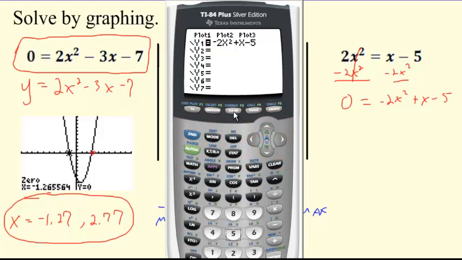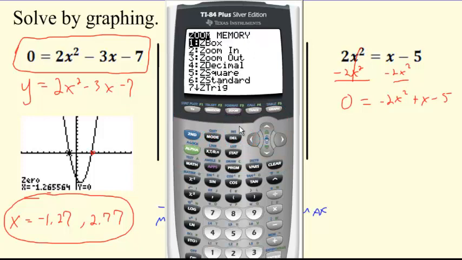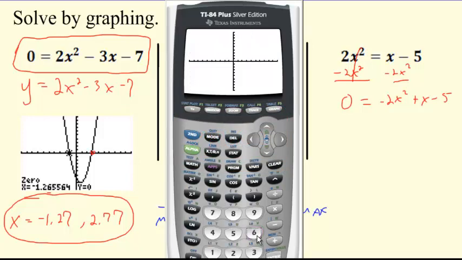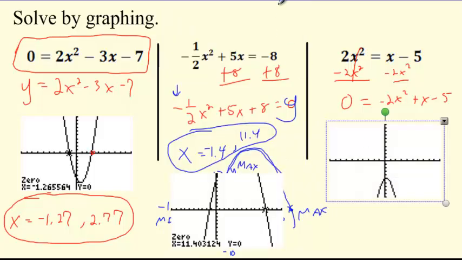Alright, I got it typed in here, and I messed with the window, so I'm going to go back and zoom standard. I always like to reset myself at zoom standard so I know where I am, and graph that. Oh my goodness, did you get that? Yes, I was messing with you. This is what happens here. Where does this cross the x-axis? It doesn't. This is no solution. Not going to happen. It never crosses.